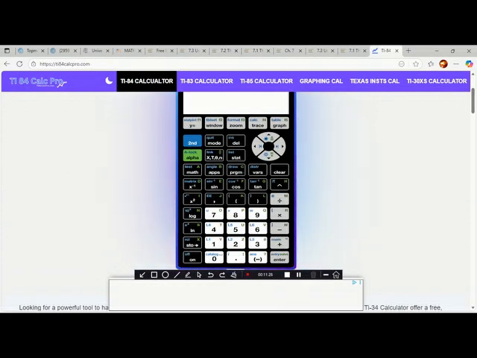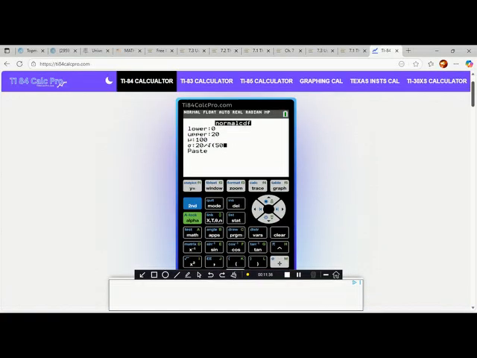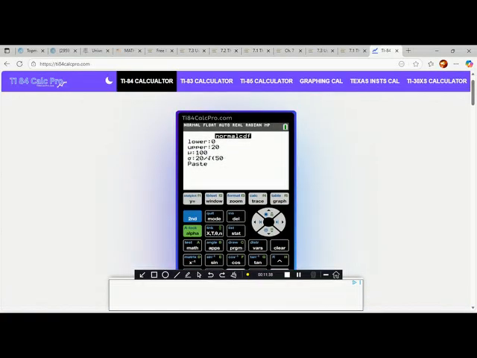So 20 divided by, you're going to use your second function, square root, and you'll type in 50. So 20 divided by root of 50, you'll press enter over here. Paste the values, press enter one more time, and you see the value over here, this is 0.